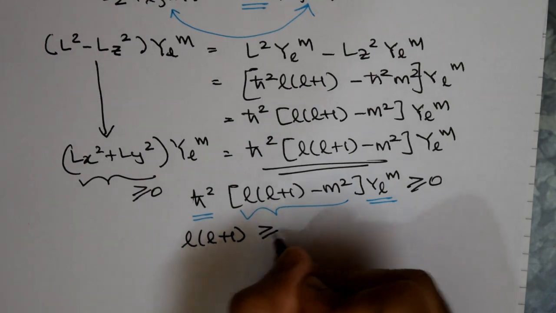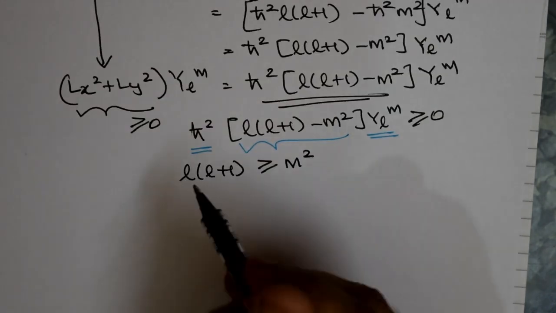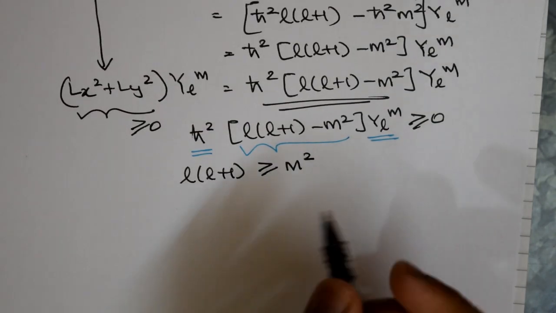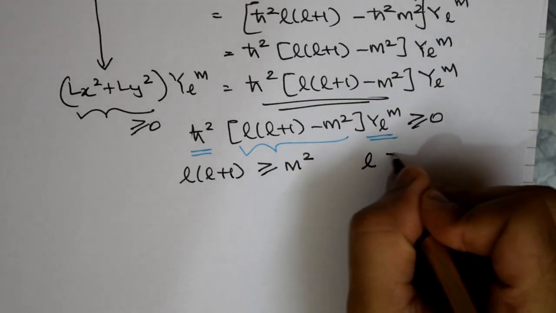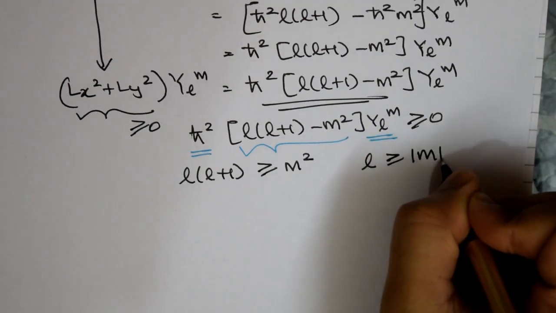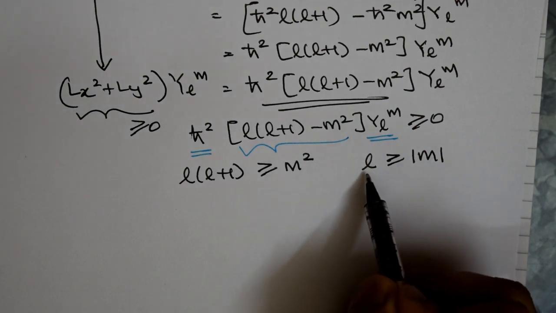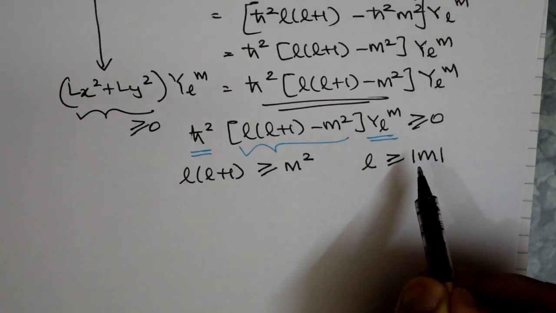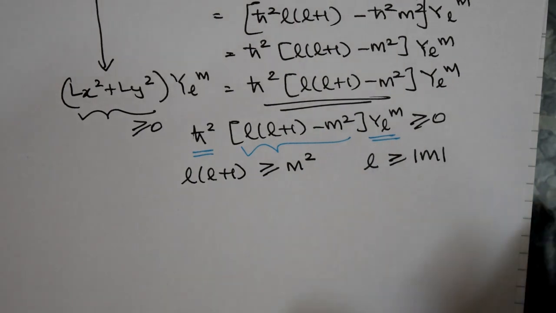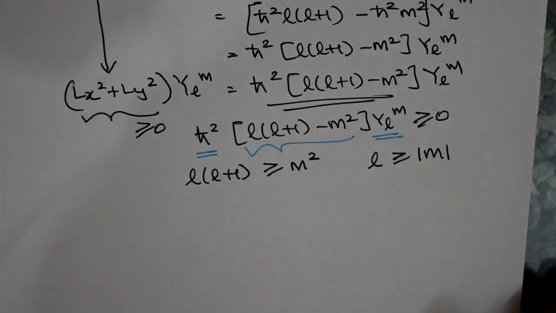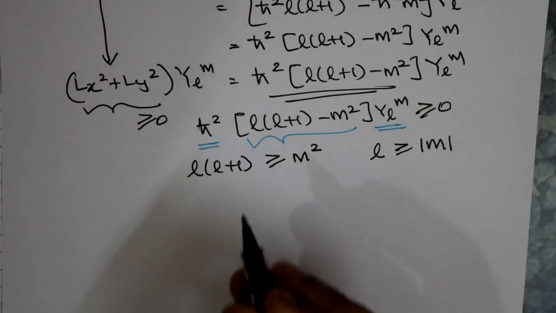l into l plus 1 is therefore greater or equal to m square, and since l cannot take negative values and m can, this limits the fact when you take a square root that mod m can at the maximum have a value of l, and m is restricted by the l quantum number. This has been known to you from early days in your school, where the m quantum number is restricted by l, and we had also used it last time.